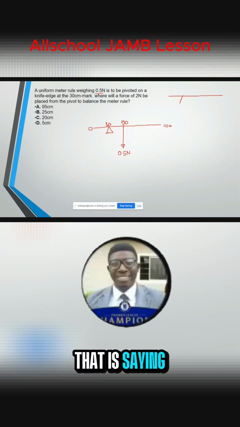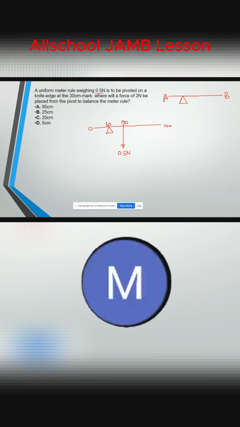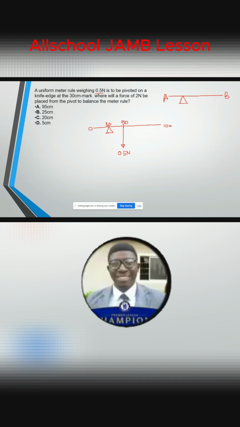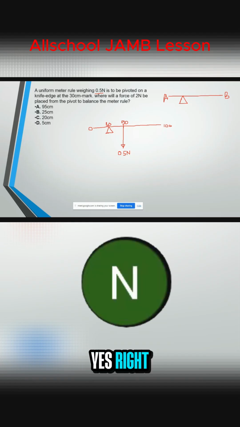Can you look at the same between 50 and 100? Look at the pivot here. Please, if this meter rule is left this way now, can somebody tell me, if here is A and here is B, is this meter rule going to balance on this knife edge? No, sir. On which side do you think it will fall? The right hand side. B. This is labeled with the alphabet. It will fall on the B side, right?